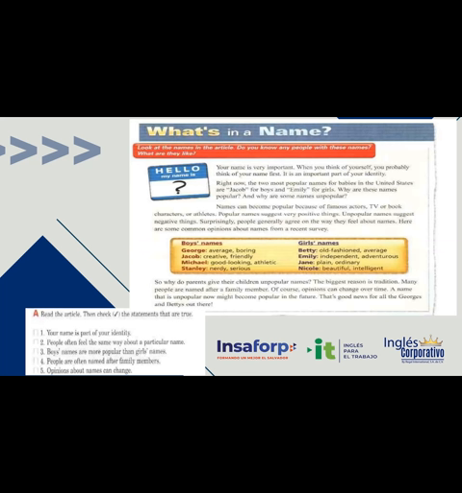Surprisingly, people generally agree on the way they feel about names. Here are some common opinions about names from a recent survey. Boys' names. George, average, boring. Jacob, creative, friendly. Michael, good looking, athletic. Stanley, nerdy and serious. Girls' names. Betty, old fashioned or average. Emily, independent, adventurous. Jane, plain or ordinary. Nicole, beautiful, intelligent.